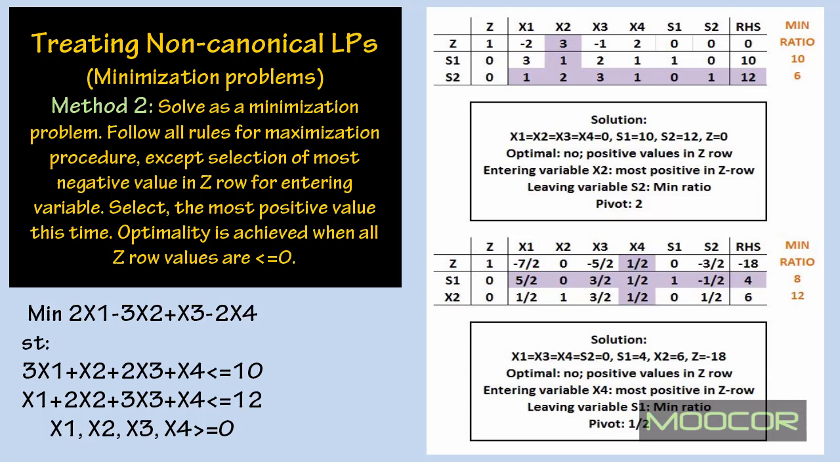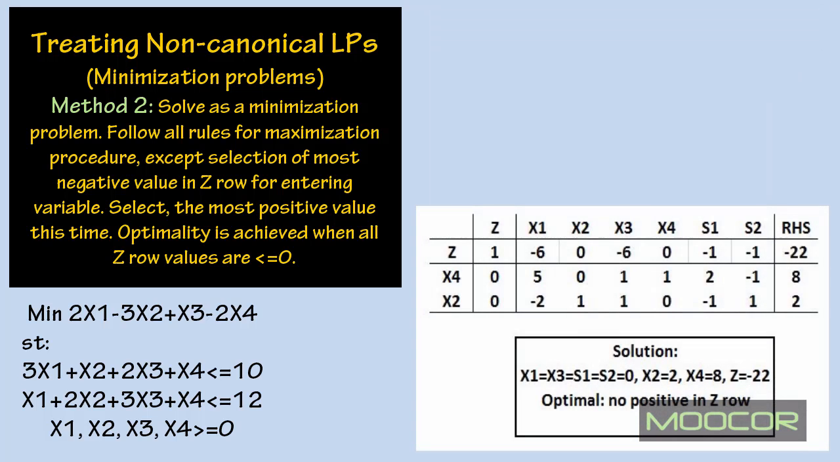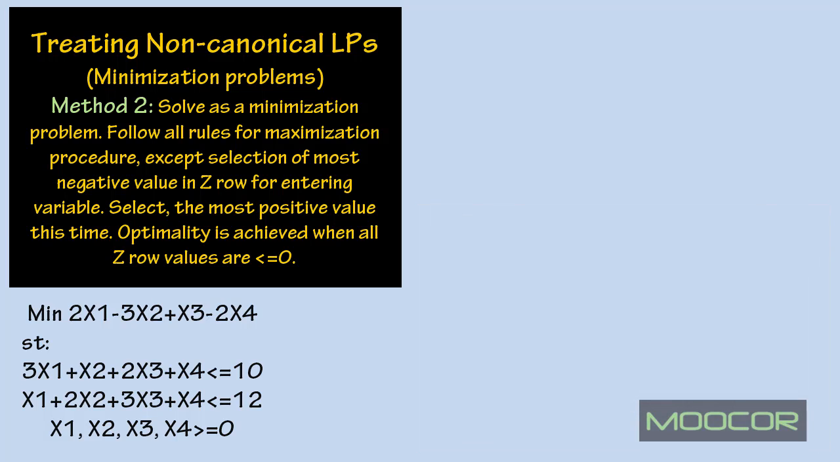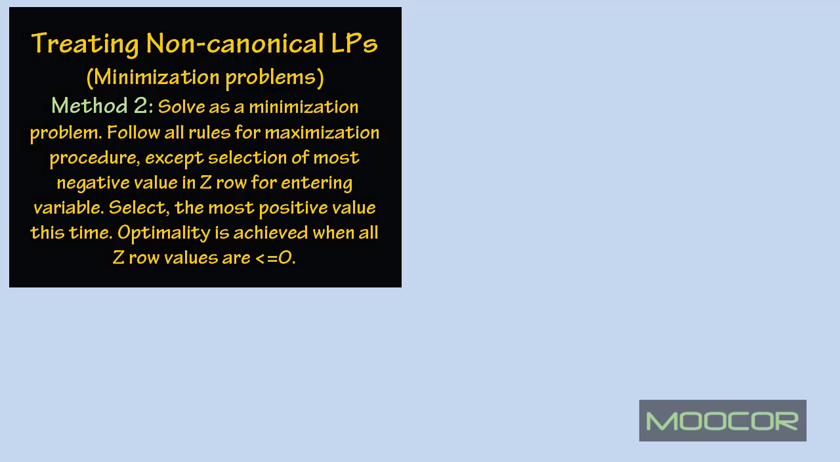In this case, my selection for the entering variable was based on the most positive value. At the first tableau x2 entered, and at the second tableau x4 enters. Finally, for the optimal solution of this problem, you will notice that everything in the z row is in the form of a negative number for the minimization problem, and the z actually shows the optimal solution of negative 22 for this problem.